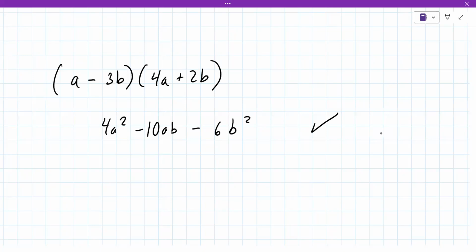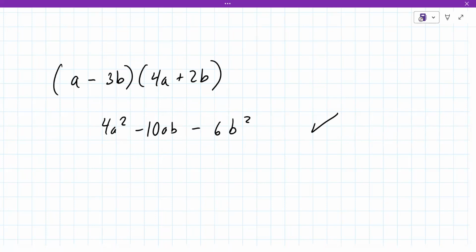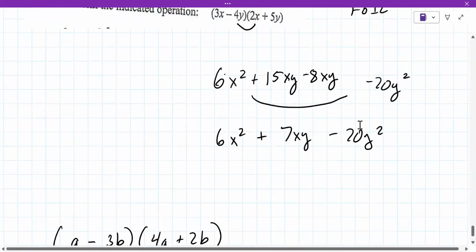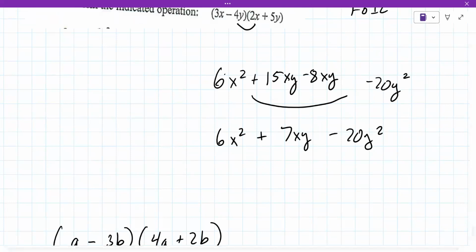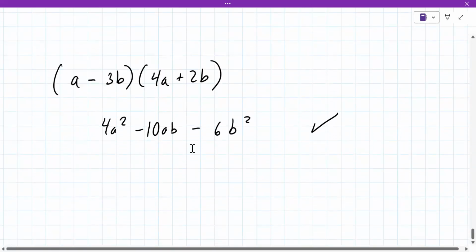So you're getting the pattern here. When you have two variables, there's always going to be an a squared and a b squared. You agree with that? Like in the last problem, we had a squared and b squared. Just some things to start looking for when you're working out problems like this one.